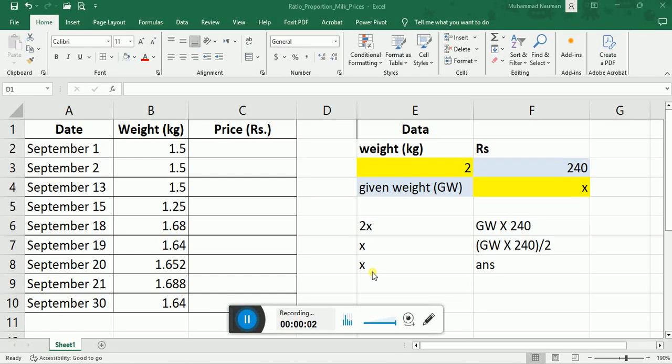Welcome to this video. Today we will learn how to solve real life problems using ratio and proportion with the cross multiplication method. Let's start with the milk price example.